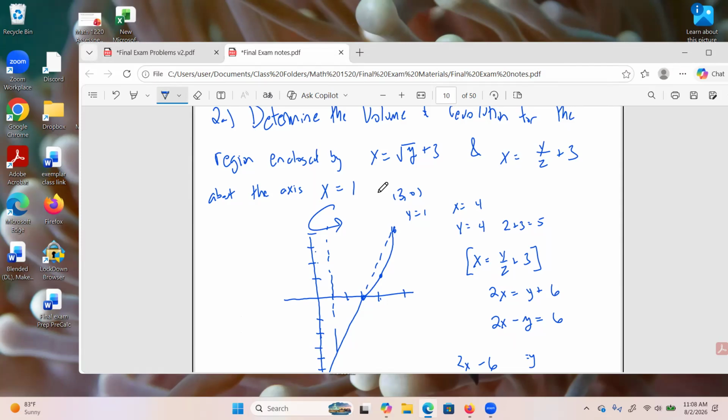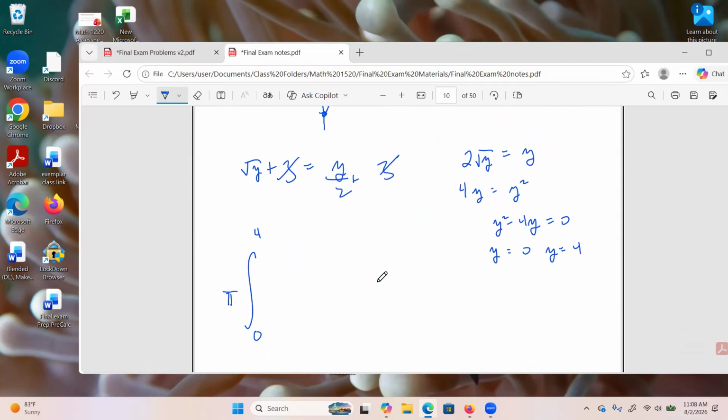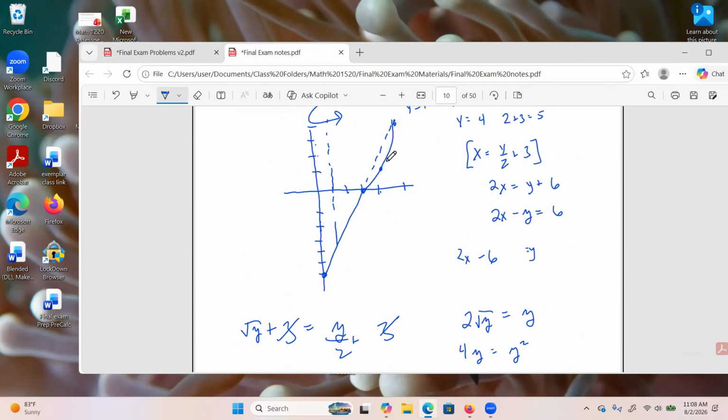Let's see here, what do we have for this? We're going to say we need our right minus our left.